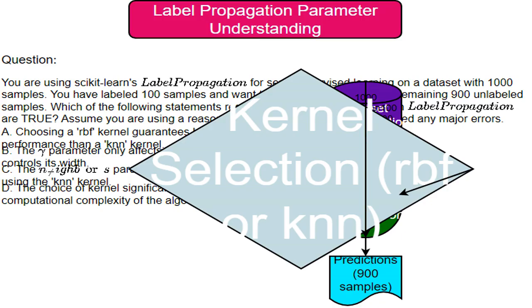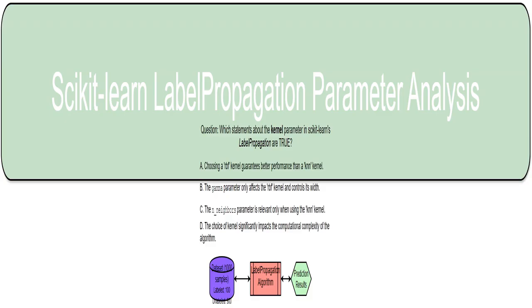Each kernel uses a different approach to measure similarity between data points. My choice will affect prediction accuracy and computational efficiency. I'm analyzing the parameters of scikit-learn's label propagation algorithm, a machine learning method for semi-supervised learning. This means we use a small amount of labeled data to predict the labels of a much larger amount of unlabeled data. This analysis focuses specifically on understanding how the kernel parameter impacts the algorithm.